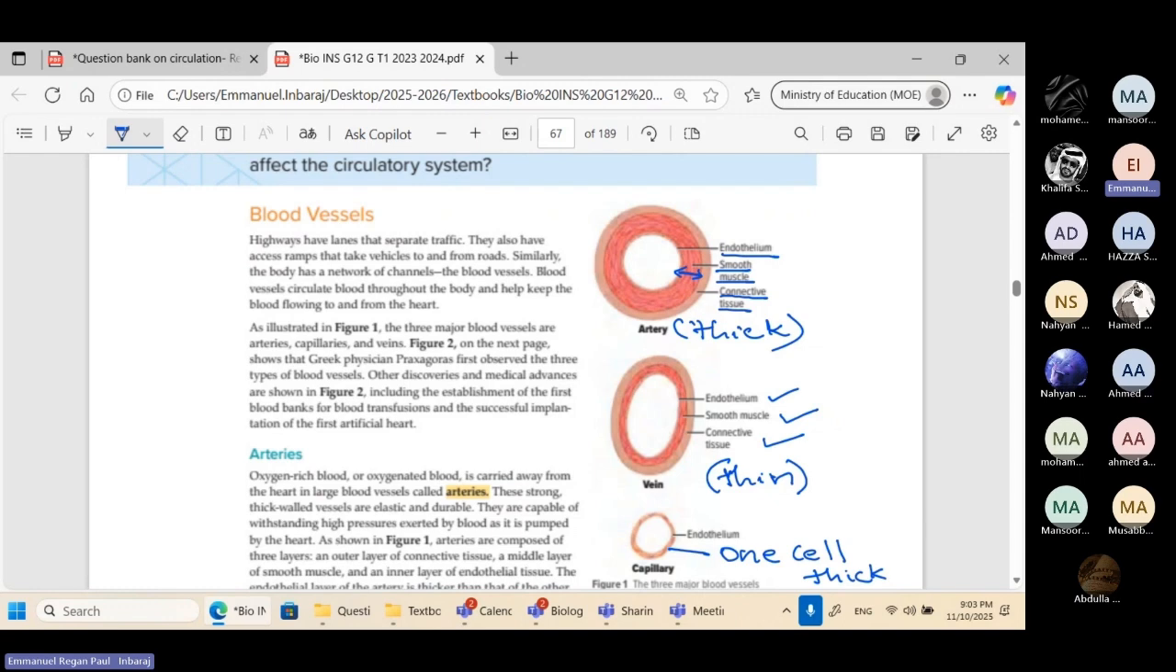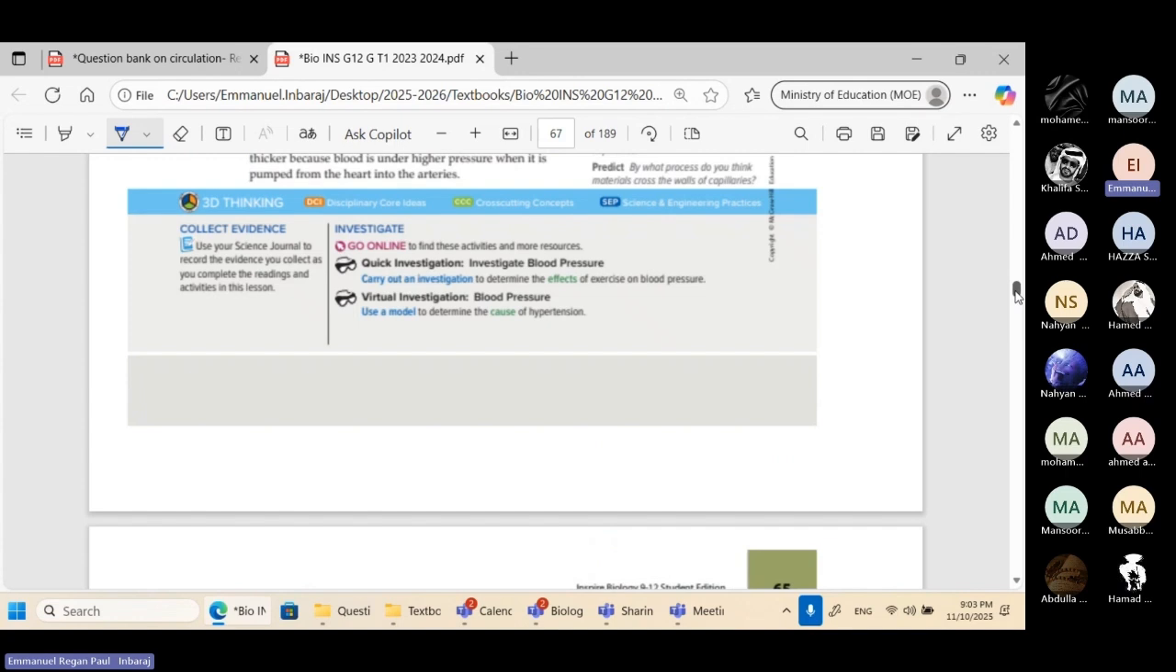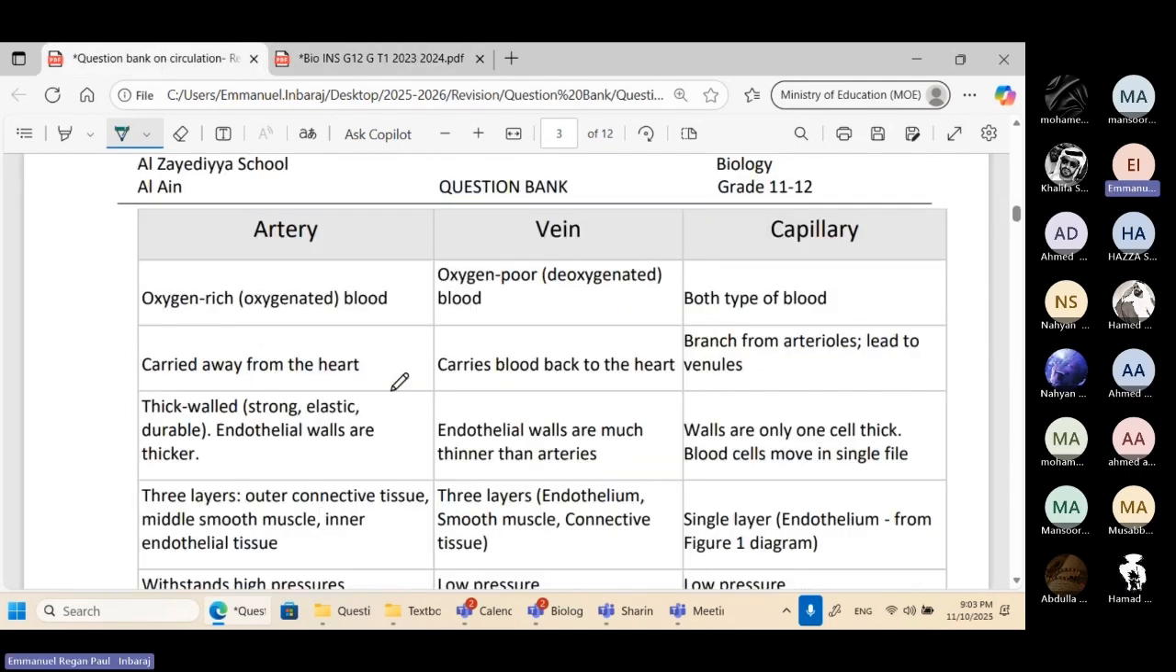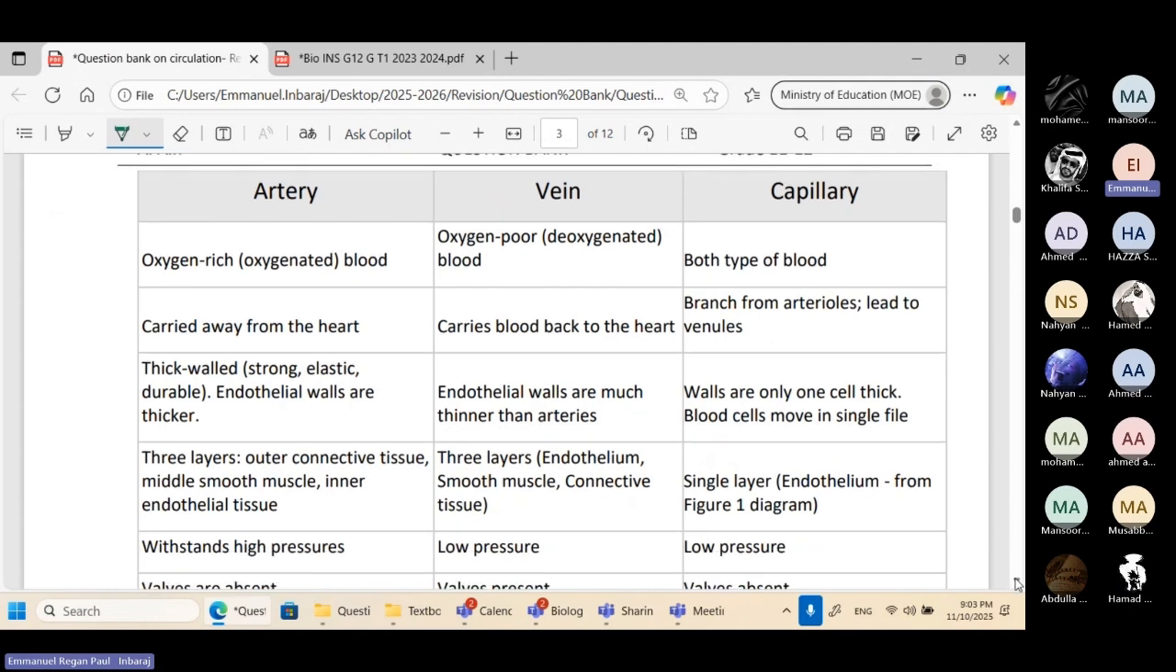Okay. Now what we do? There are questions, but they will not give you the picture of this. It's not in your textbook. They will not give you the picture, but they are going to ask you the difference between artery, vein, and capillary. So to make it simple, I made a table for you like this. Read this table, it will be enough.